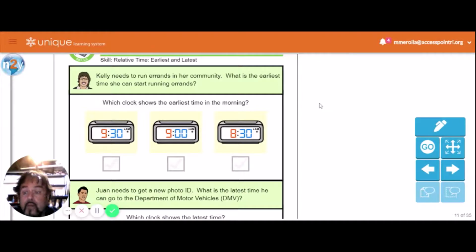Okay, now we're going to go over some scenarios, and we do so love our scenarios. The skill is relative time, earliest to latest.